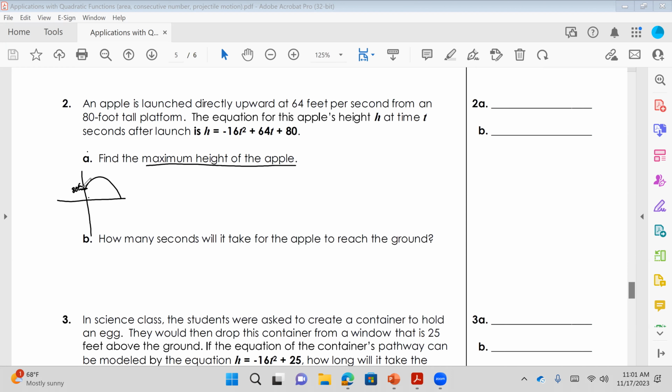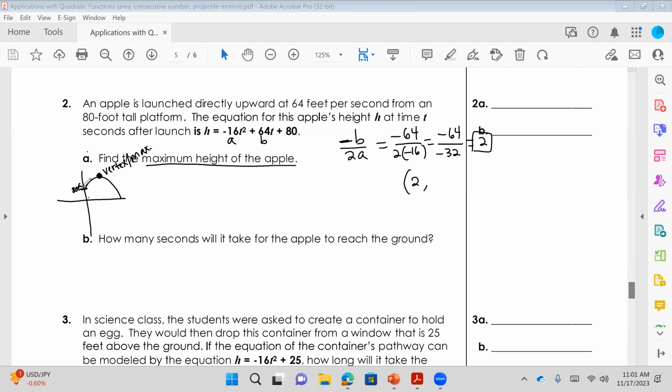So the maximum height would be right here, which is the vertex. The vertex in this case is also the maximum. So we're going to use the vertex formula. That's negative b over 2a. So this is the a value, this is the b value. So this will be negative, because that's a part of the formula. The b value is 64, and the a value is negative 16. So if we put this into the calculator, negative 64 divided by negative 32 is 2. So that is the x value of the vertex.